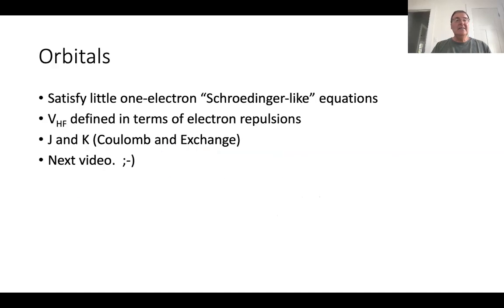But for Hartree-Fock, the key is that each of the orbitals satisfies a one-electron Schrodinger-like equation, but it's just for one electron. V Hartree-Fock is defined, and you see it in the text, in terms of electron repulsions, and that's all it's got. J and K are those repulsions. We call J Coulomb for a classical interaction, and K an exchange for this non-classical quantum mechanical effect. And just as a teaser, I'll say that in the next video, I'll talk a lot more about those Coulomb and exchange integrals and how they affect the energy.